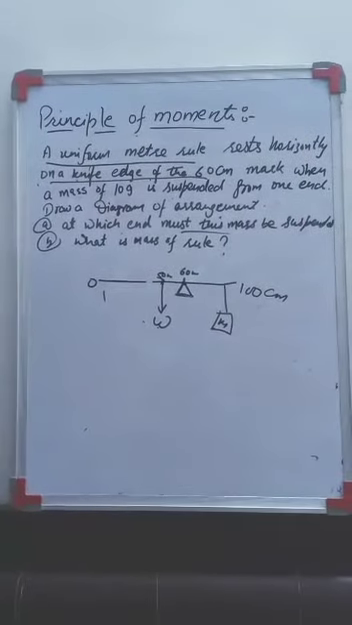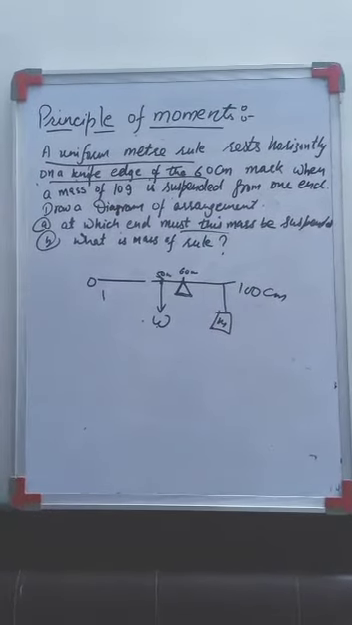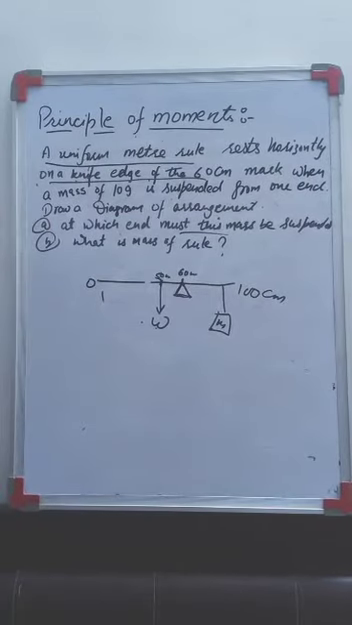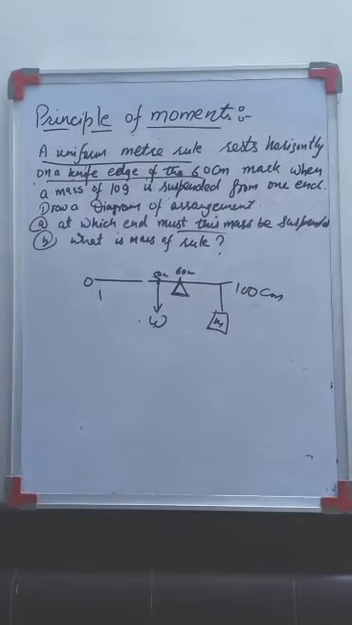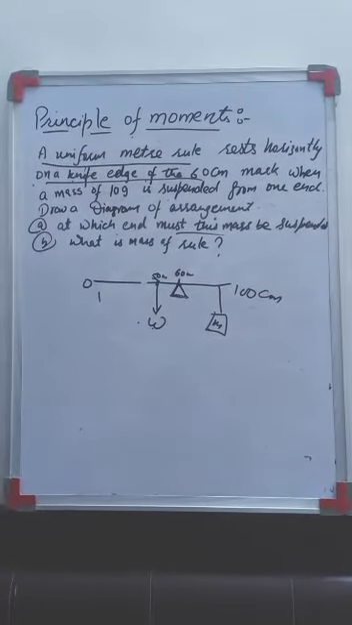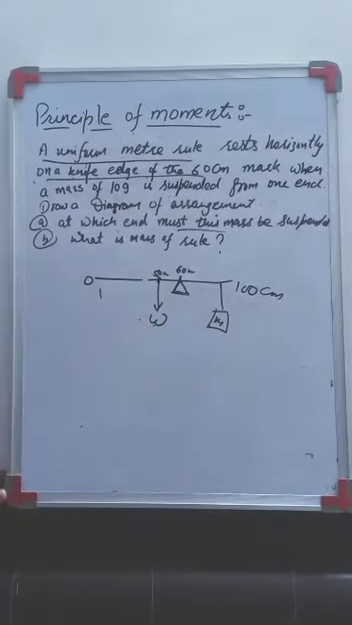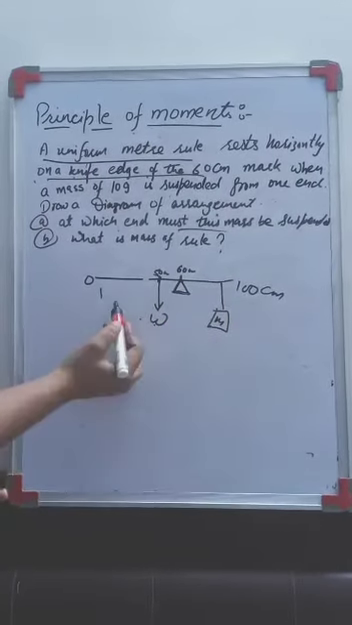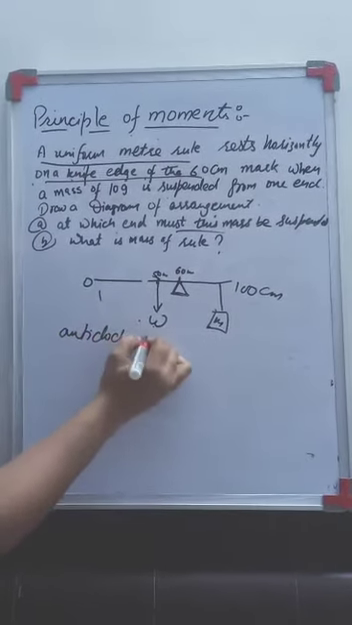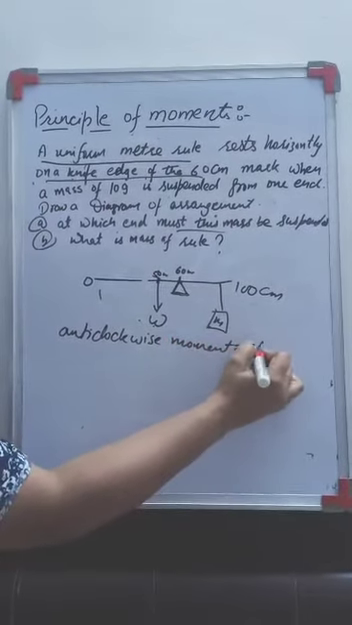Next, what is the mass of the rule? For that you need to understand the principle of moments. What is the principle of moments? If the clockwise moment is equal to the anti-clockwise moment, then only the object will be in a horizontal position. As the scale is in horizontal condition, placed horizontally, that means the anti-clockwise moment is equal to what?